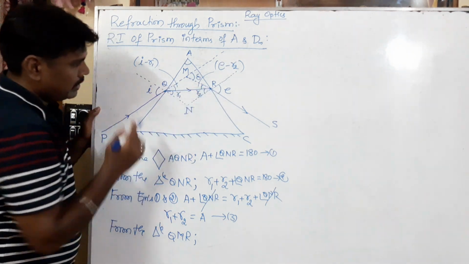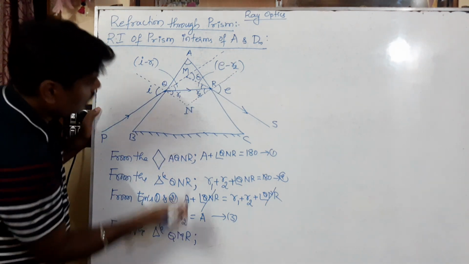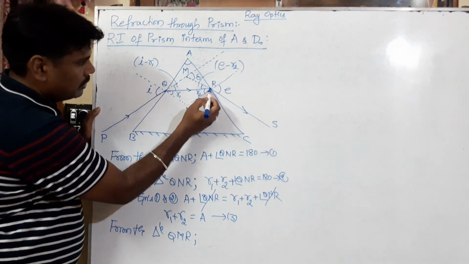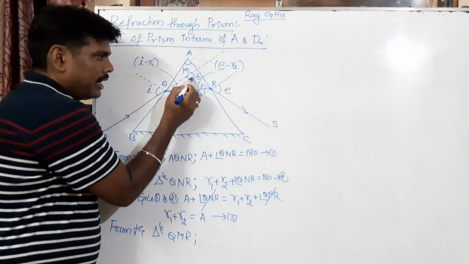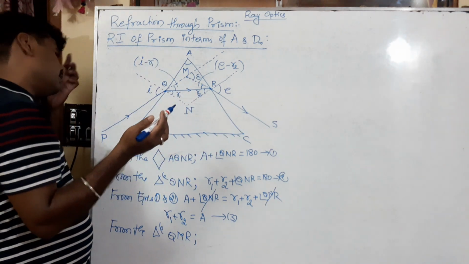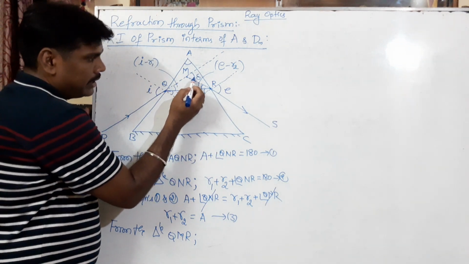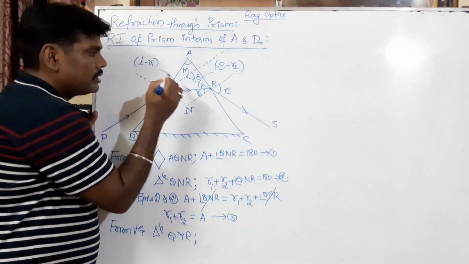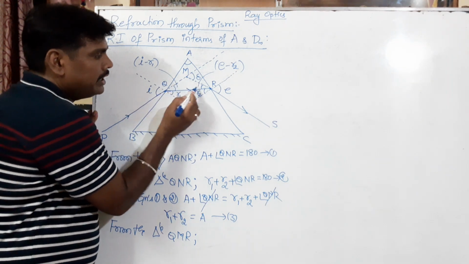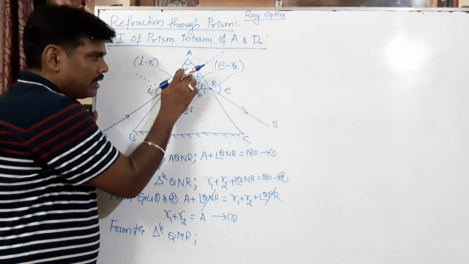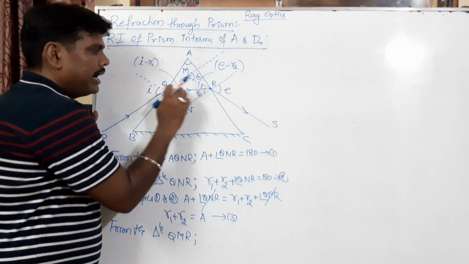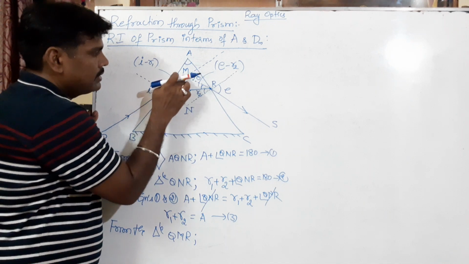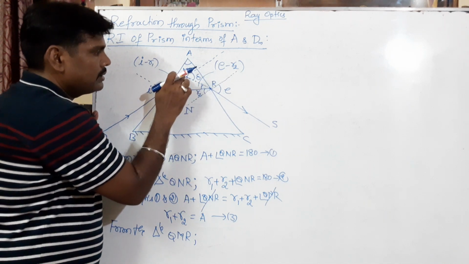So in this triangle MQR, the condition we are applying is the exterior angle in any triangle. This is common for all triangles. Exterior angle is equal to the sum of two opposite interior angles. So for this exterior angle, the opposite interior angles in the triangle are MQR and MRQ.